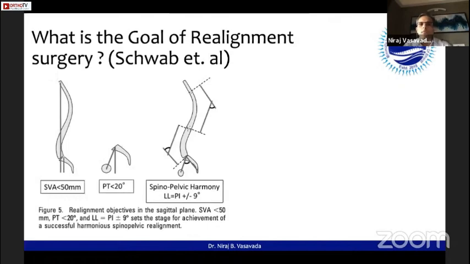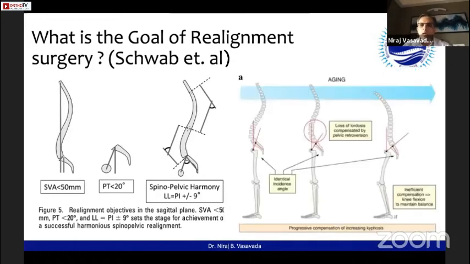So what is the goal of realignment surgery? Whether you are contemplating an anterior surgery or a posterior surgery, the goal of realignment surgery is to bring your SVA back to less than 5 centimeters, your pelvic tilt to less than 20 degrees, and spinopelvic harmony, that is PI minus LL mismatch, lumbar lordosis in comparison to your pelvic incidence, to less than 10 degrees. Out of these, one of the most important factors again turned out to be lumbar lordosis.